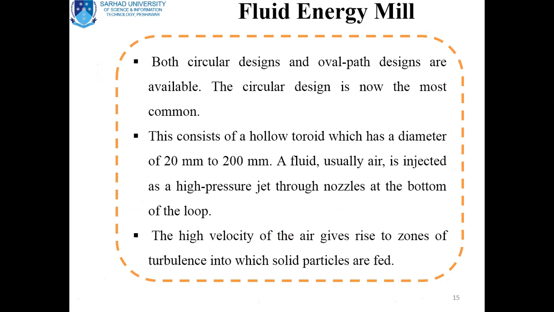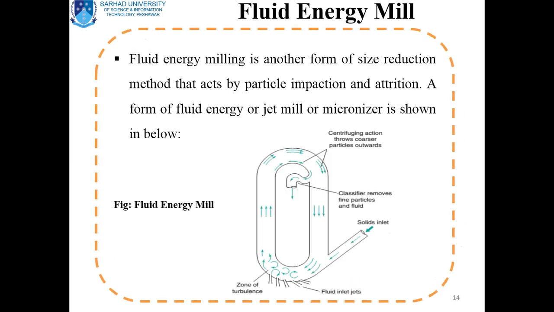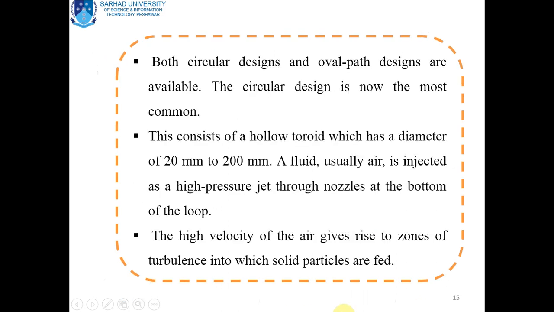Both circular design and oval part designs are available. The circular design is now the most common. This consists of a hollow toroid which has a diameter of 20 mm to 200 mm. A fluid, usually air, is injected as a high pressure jet through a nozzle at the bottom of the loop. You can see the fluid inlet injecting at the bottom of the loop, where the micronizer is introduced.